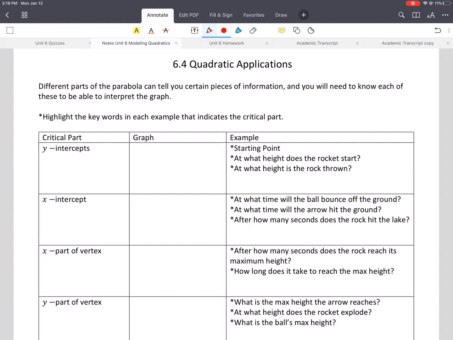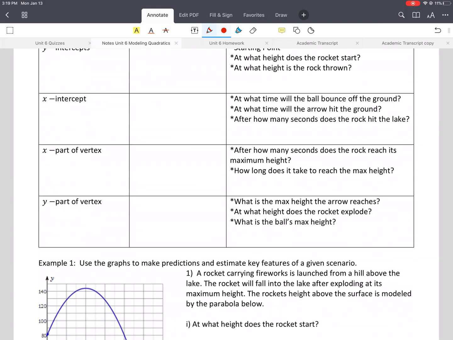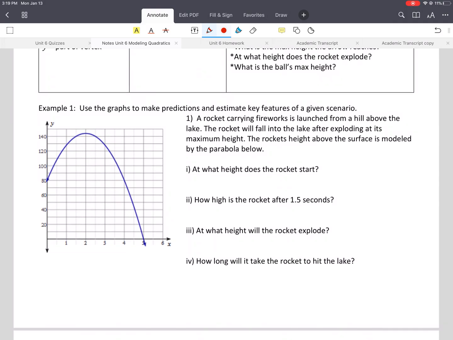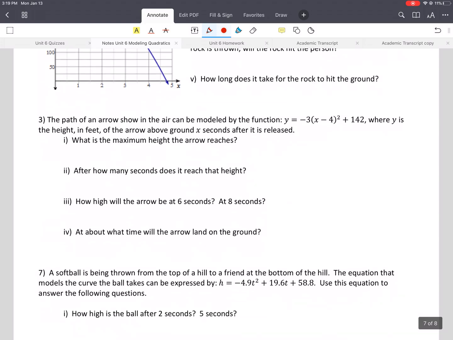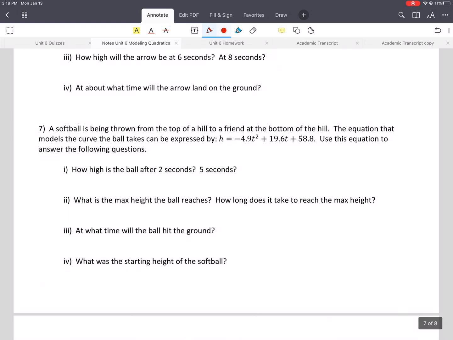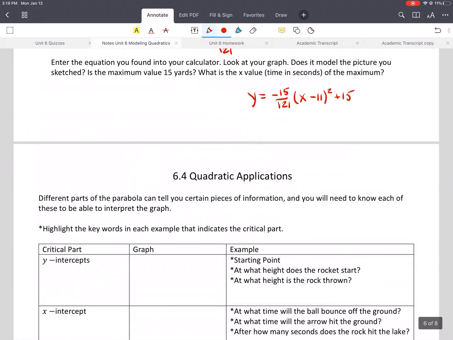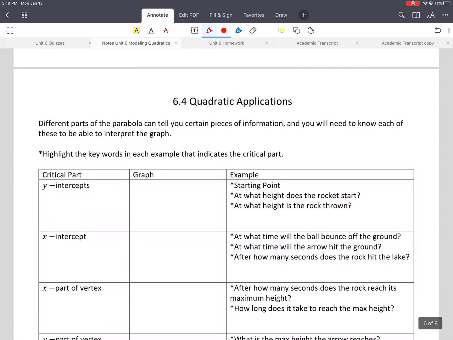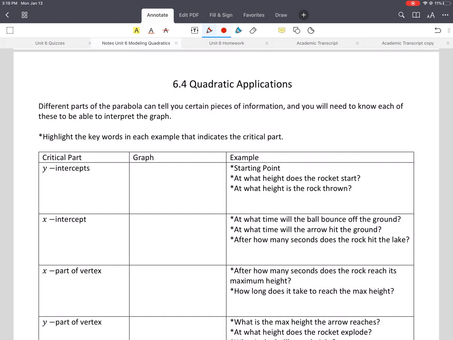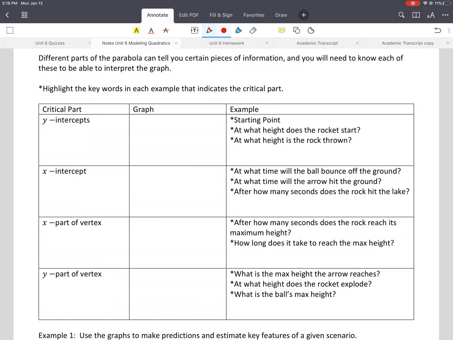So today we'll be given problems where we won't be given an equation, or sometimes we will be given an equation, sometimes we'll just be given a graph, or like down here we'll have some equations, and they're going to ask us some questions. And it's not going to be find the vertex, it's going to be more like, what is the maximum height? Or what is the time when you get the maximum height? So it's important that we talk about some of these critical parts and how you may see them.